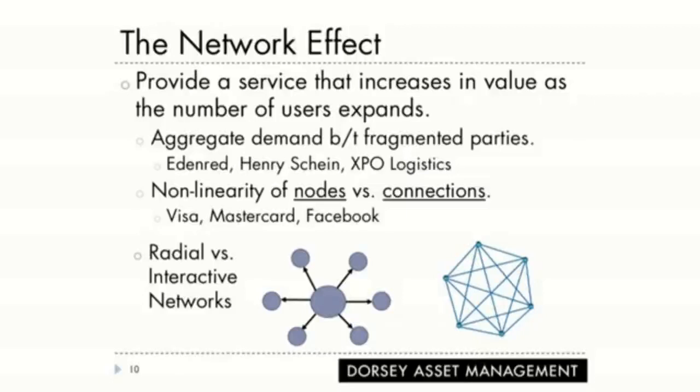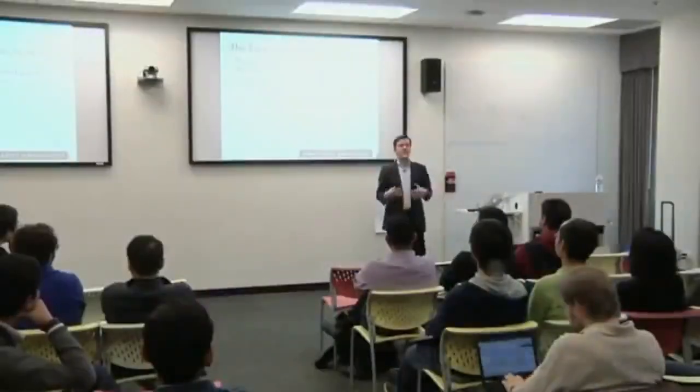You've got the network effect, which is simply providing a service that increases in value as the number of users expands. You can aggregate demand between fragmented parties. Think of distributors. Henry Schein is a dental distributor.